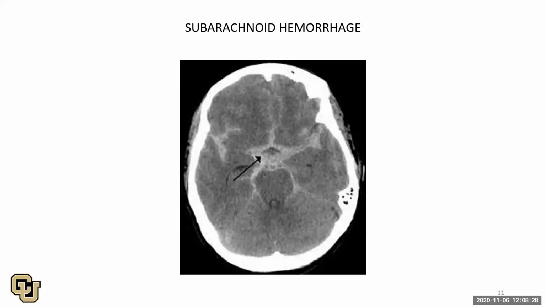Another version that we see is subarachnoid hemorrhage. These you really have to scan for at various levels, but they usually present in the subarachnoid space. And like I said, these can extend into the ventricles, so make sure you're looking at the ventricles for any extension.